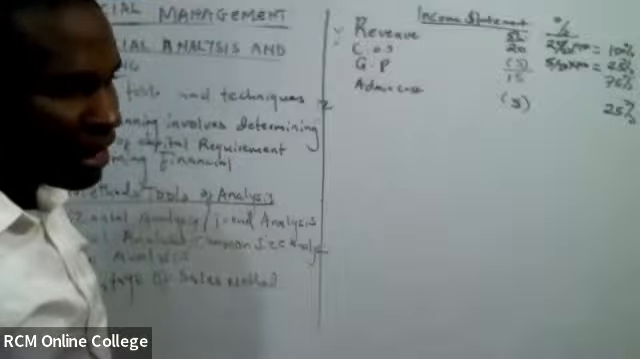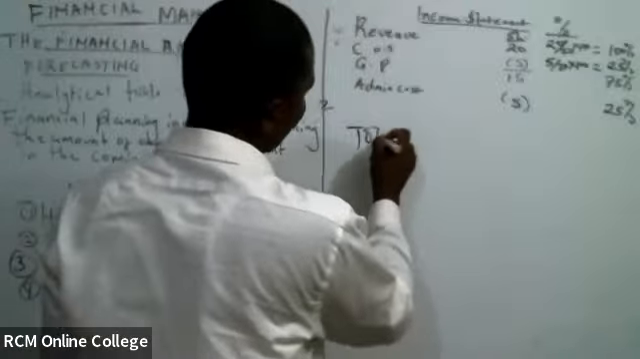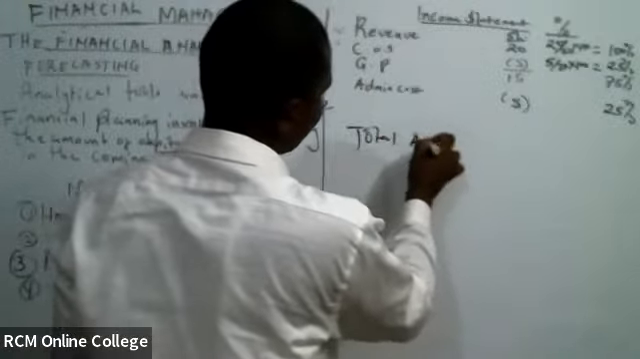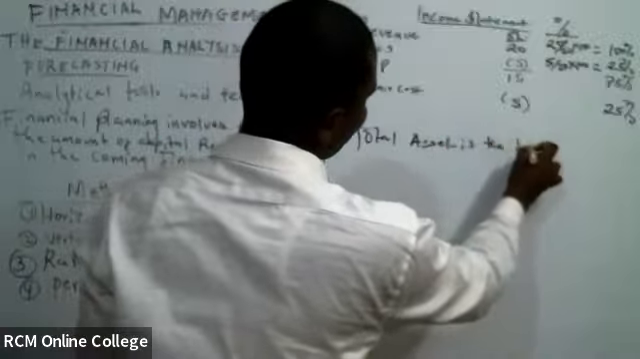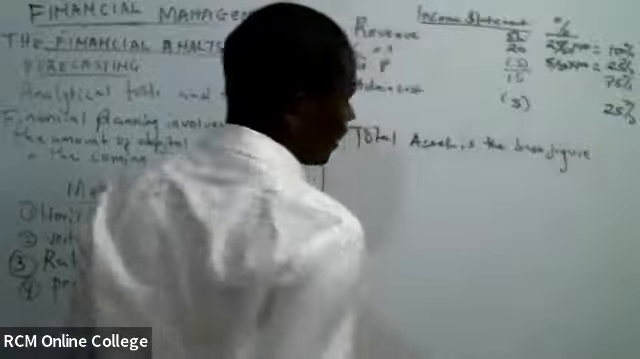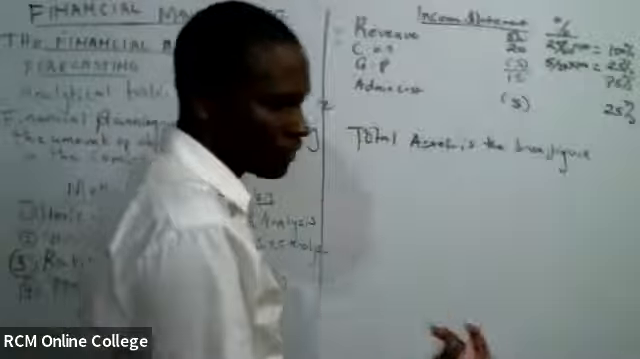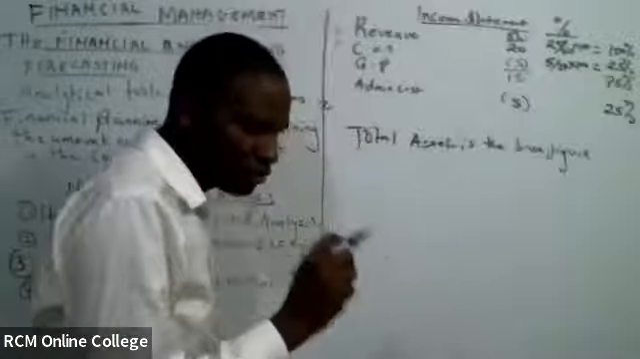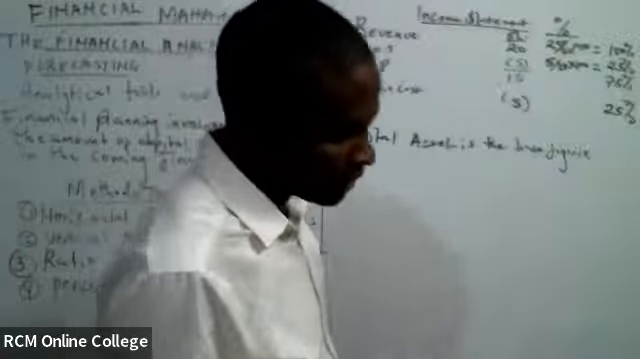For the balance sheet, or the statement of financial position, the total asset is the base figure. That means we are expressing all the items of asset and liability as a percentage of the total asset.